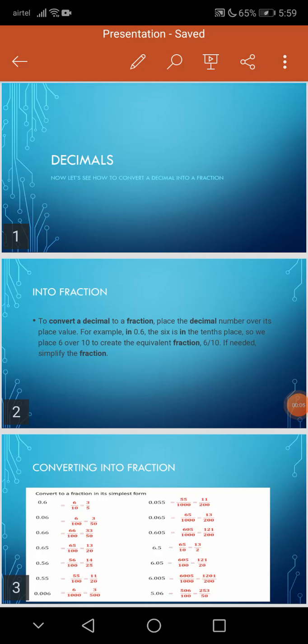Now let's see about decimals. This is the chapter we are going to learn today. Now let's see how to convert a decimal into a fraction.